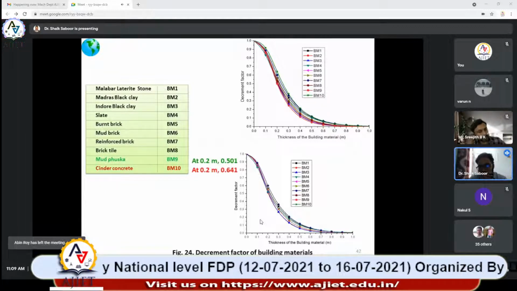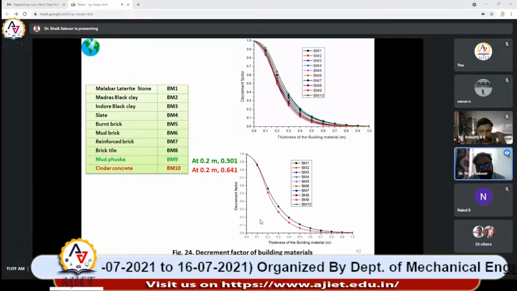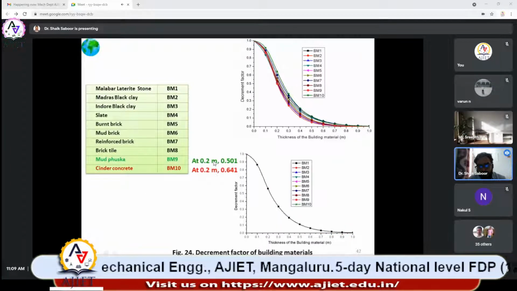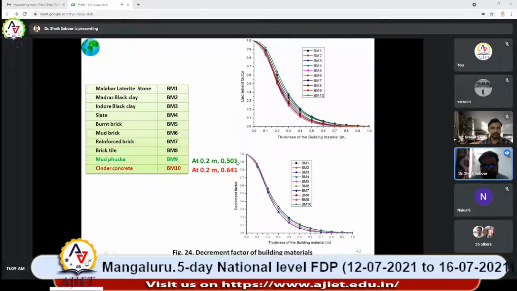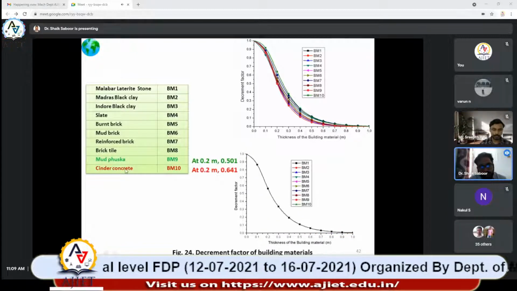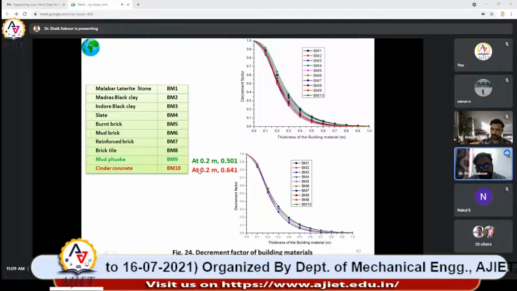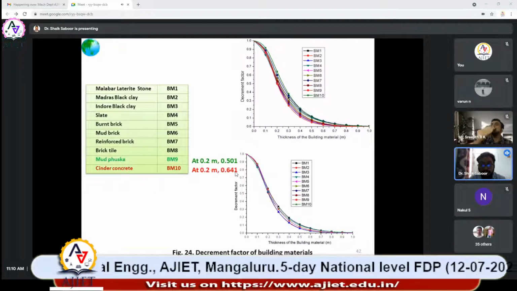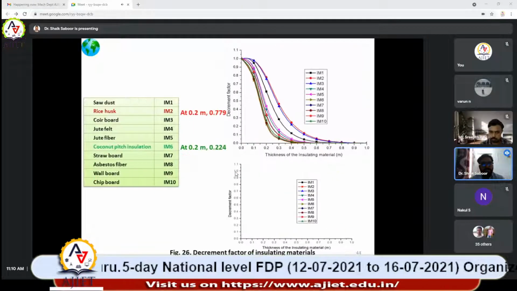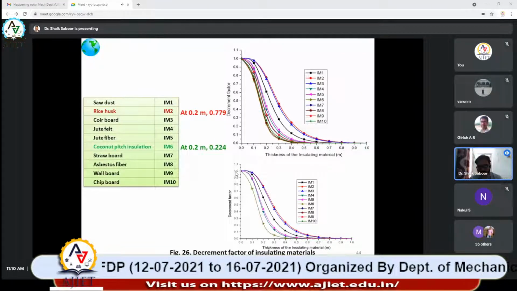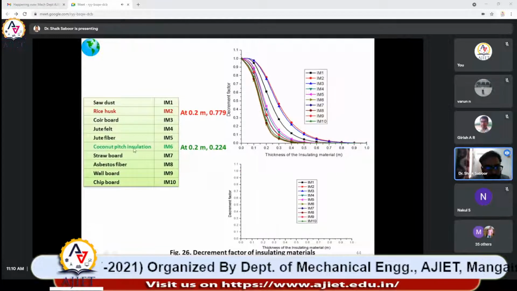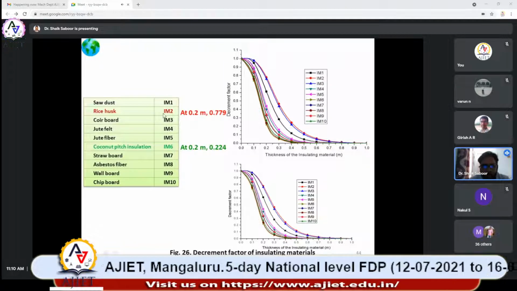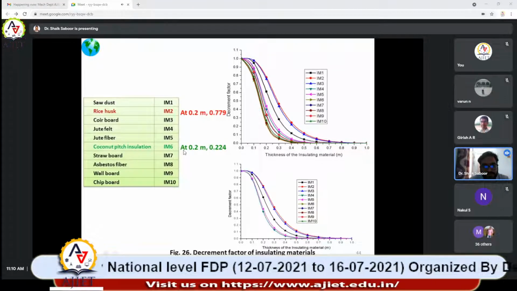And here we can see how the decrement factor varies for various building materials. For mud fusca, the decrement factor at 0.2 meters thickness is 0.501, which is found to be the best one. Cinder concrete we tried, and it is 0.641, found to be the worst among the studied materials. Similarly for the insulation materials, we found 0.024 decrement factor for coconut pith insulation and 0.779 for rice husk. So this is the worst condition and this is the best condition.